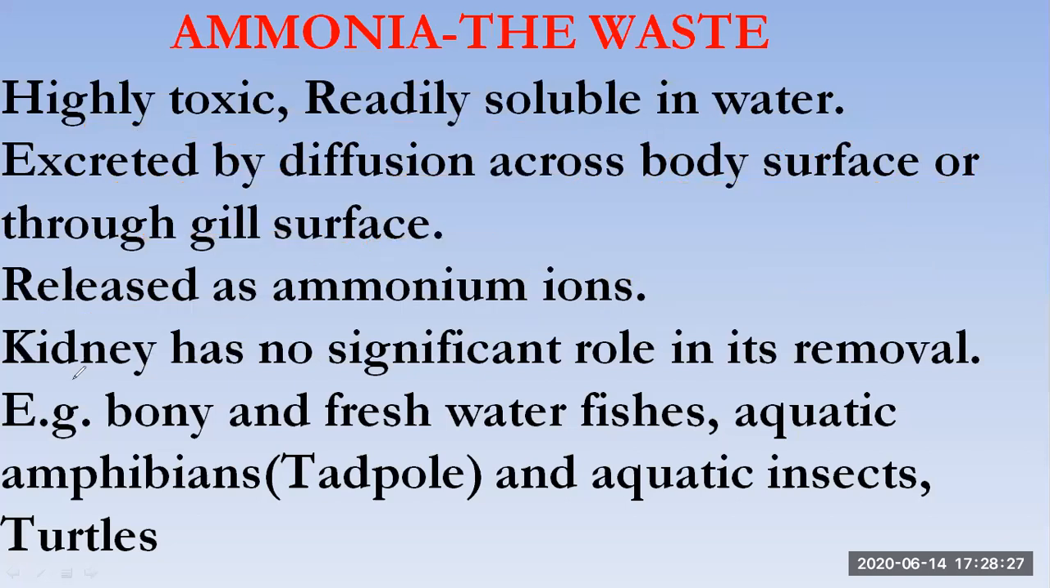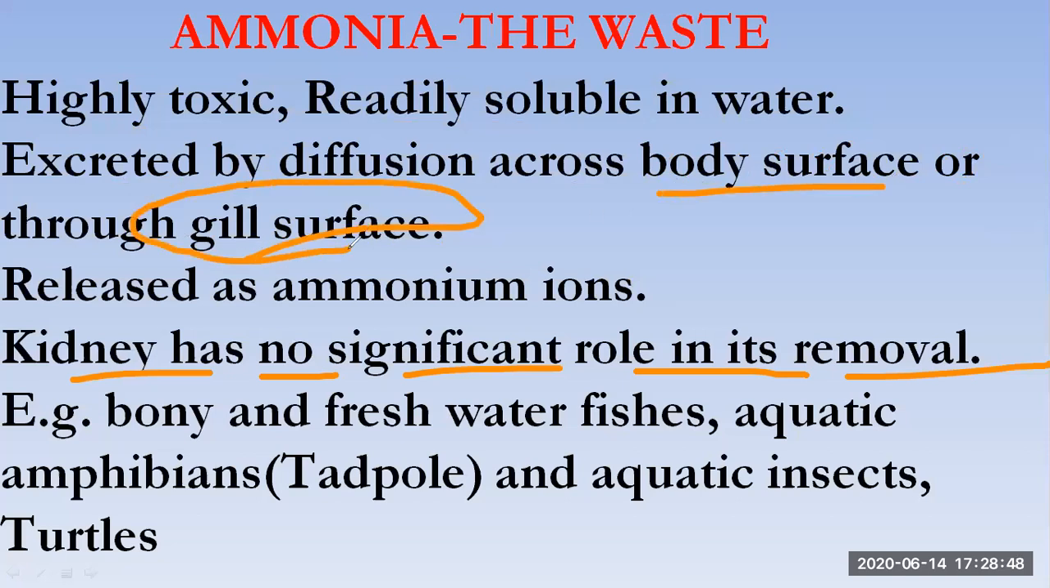Here the kidney has no significant role in its removal, because these animals live in water. Diffusion takes place through the body surface or through the gill surface, along with gaseous exchange. Ammonia is in gaseous form, so gaseous exchange takes place.